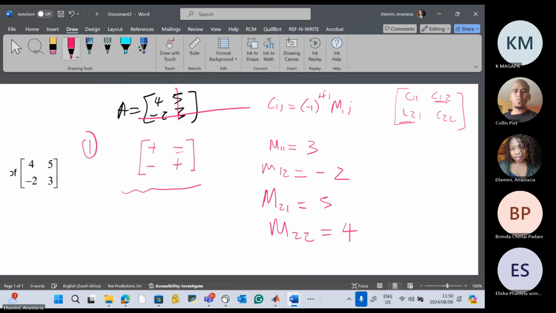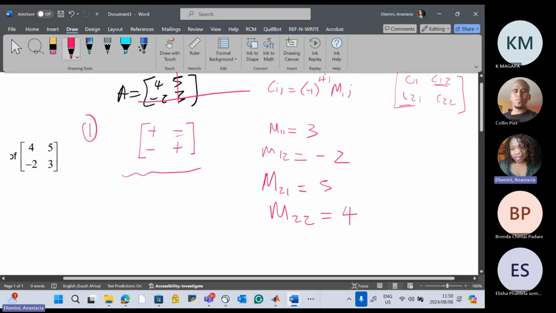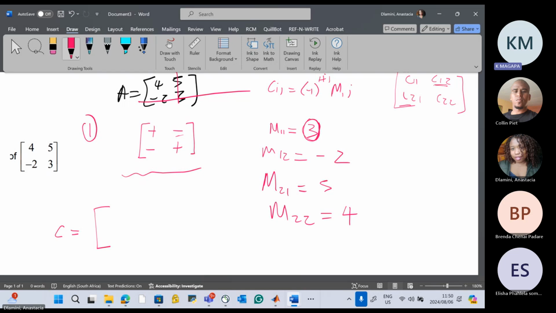Well done. Now the C, which is the cofactor matrix of A: the first part is positive, so it will be 3. The second part is negative, and negative times negative gives you +2. The third part is negative times this 5, which gives you -5. And this one times that one gives you positive 4. That's the cofactor matrix of A.